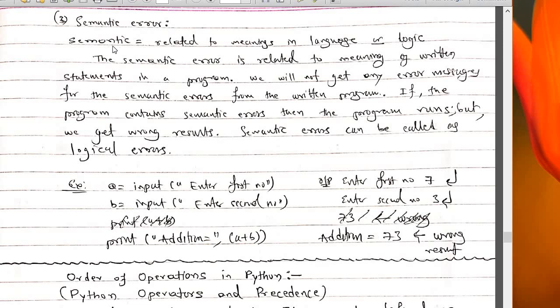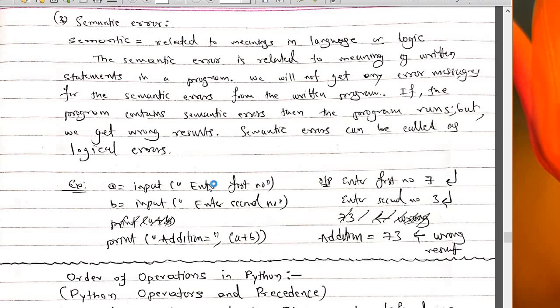First, what is the dictionary meaning of the word semantic? Related to meanings. Semantic means meaning. Semantic means related to meanings in language or logic. Okay. Now look at the example first so that you can understand.